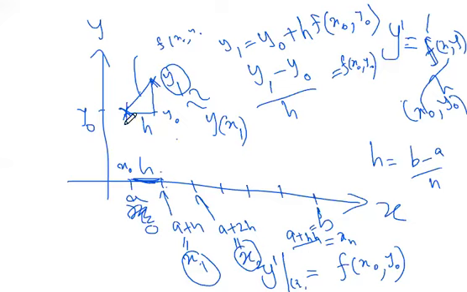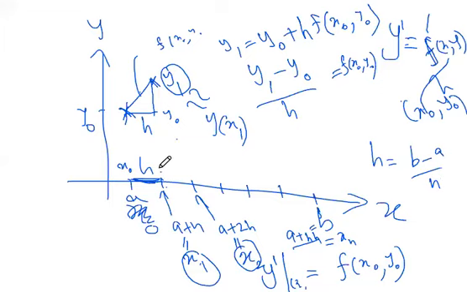So how do you find the rise? y1 minus y naught divided by h, which is the slope. If h is very small, you get a better approximation. You can approximate that slope very nicely if you reduce this h. Reducing h means the number of sub-intervals will increase, so you can decide that.